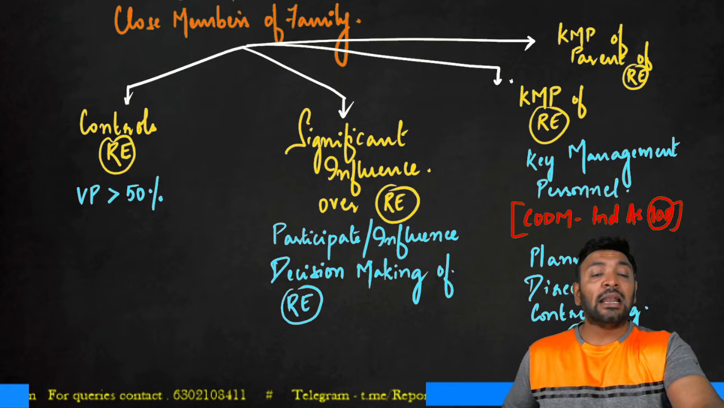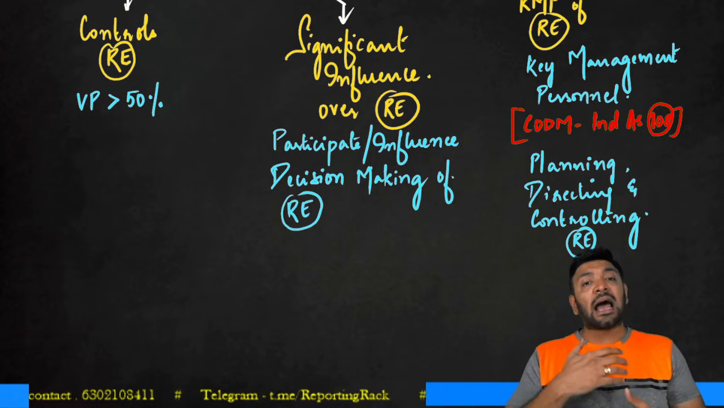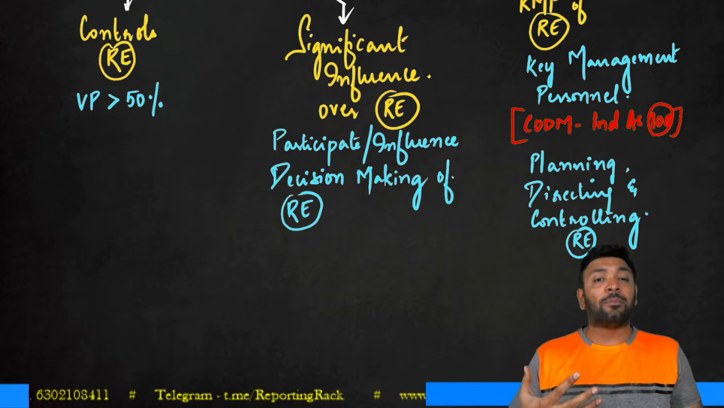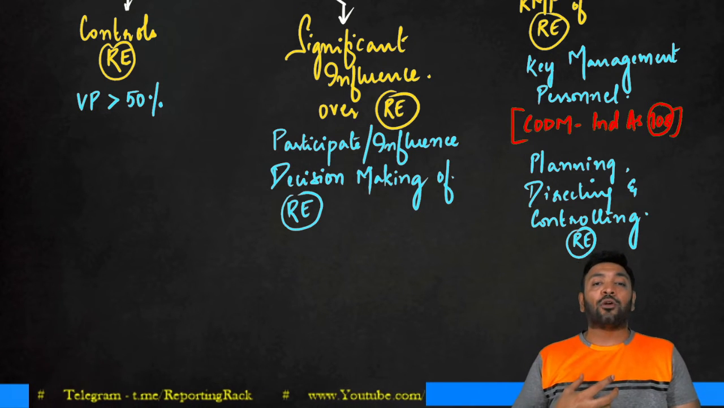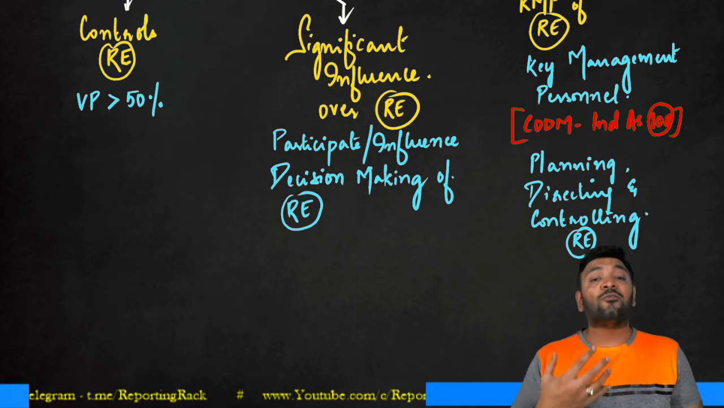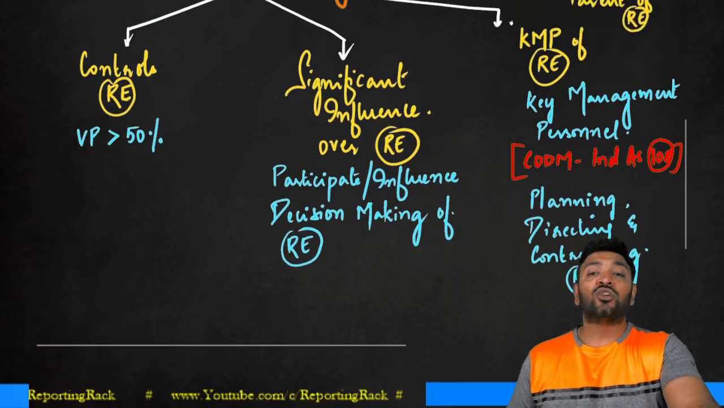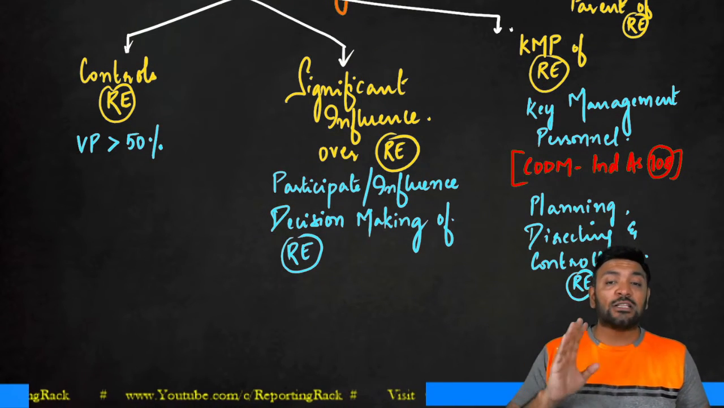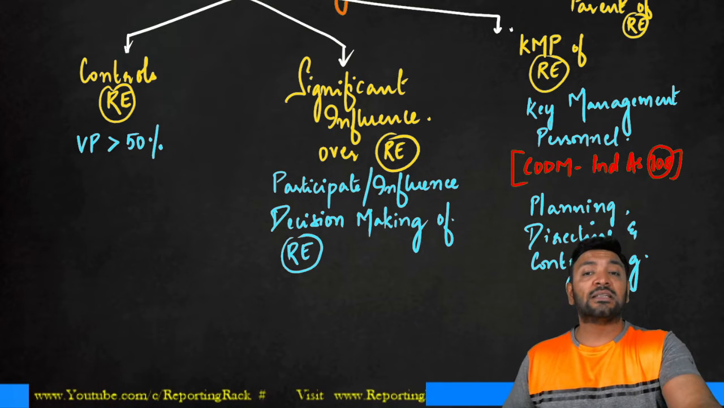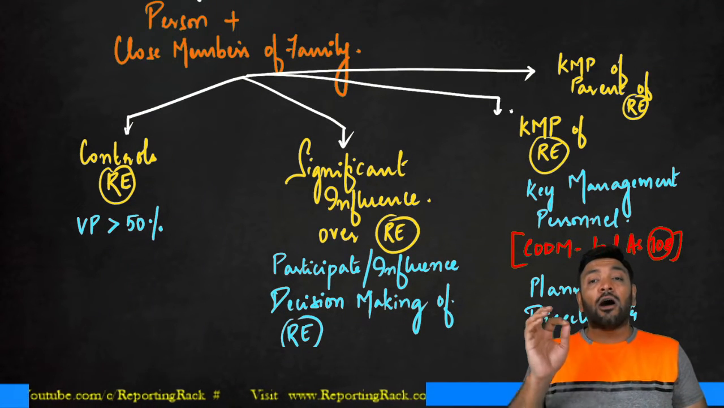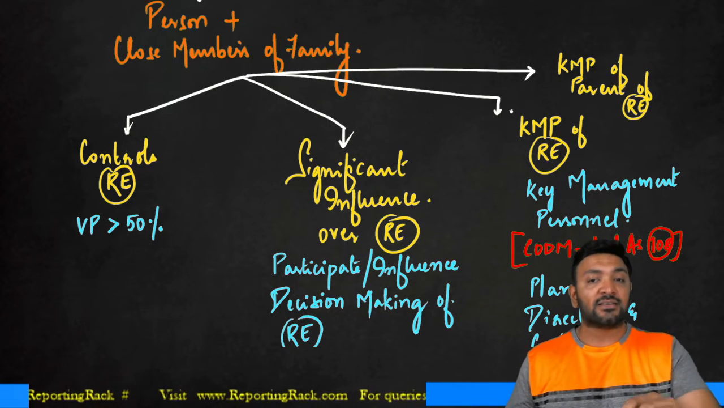So what am I saying? An individual along with a close member of his family, if they can control the reporting enterprise, that means have a voting power of at least 50% or more, where they control the decisions of the reporting enterprise, or has a significant influence over the reporting enterprise, that means they can participate or influence the decision making, or a person who is a key management personnel, so he is a CODM as per IND AS 108. He plans, directs, and controls the operations of the reporting enterprise. I added one more towards the end: a key management personnel of the parent of the reporting enterprise can also be considered a related party to the reporting enterprise.